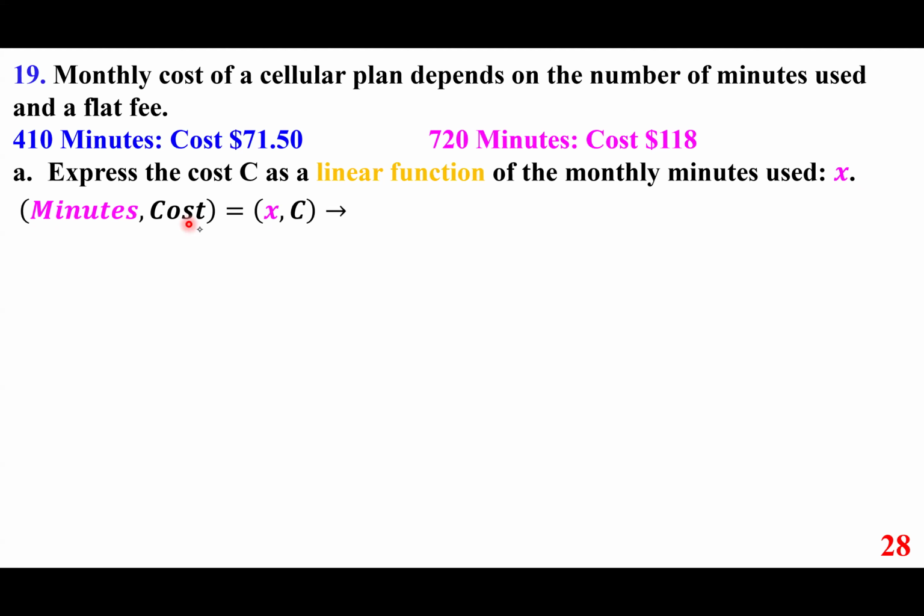Now, let's look at the pairs. This one would be 410 minutes, $71.50. This one, 720 minutes, $118. So we have the two pairs.